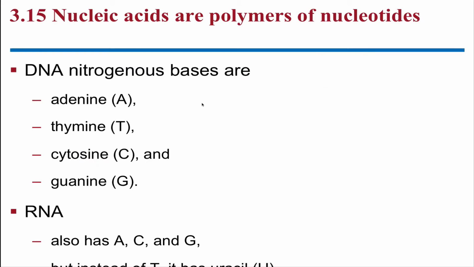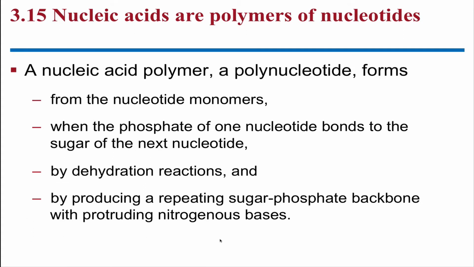So the DNA's nitrogenous bases are only 4, right? And they are adenine, which is symbolized by A, thymine, which is symbolized by T, cytosine, which is symbolized by C, and guanine, which is symbolized by G. RNA also has adenine, cytosine, and guanine. However, it does not have thymine. Instead, it has uracil. So what do we have in RNA? We have adenine, cytosine, guanine, and uracil.